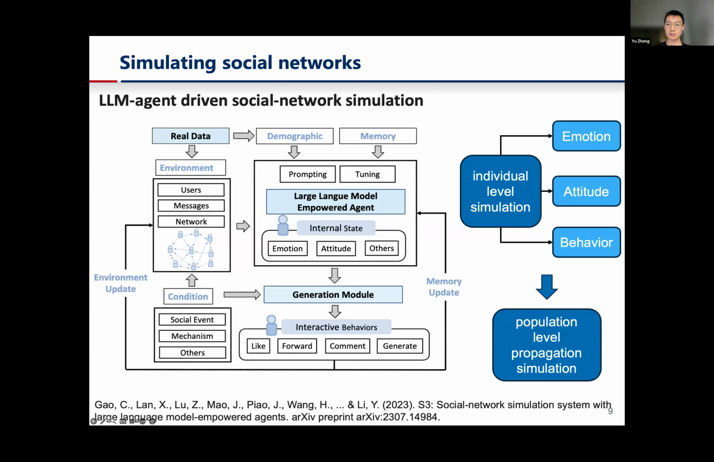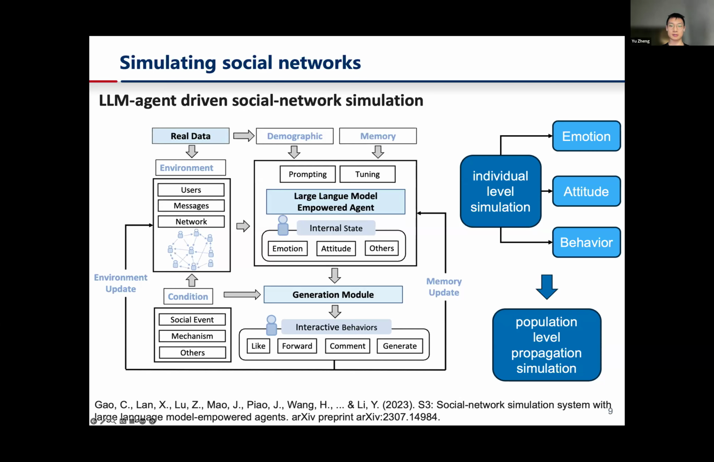And this S3 system supports simulation at both the individual level and the population level. At the individual level, it simulates three aspects of user behavior: emotion, attitude, and interaction behavior, such as forwarding content, creating new content, or remaining inactive. This simulation considers factors like user demographics inferred from data, memory of historical content, and the informational environment.